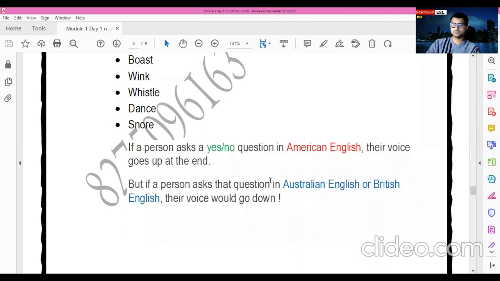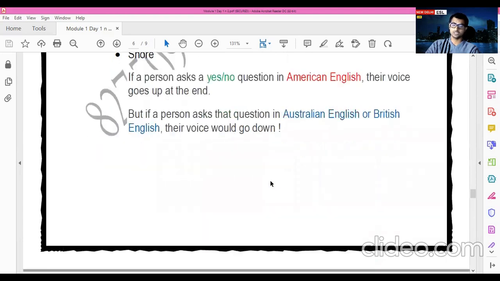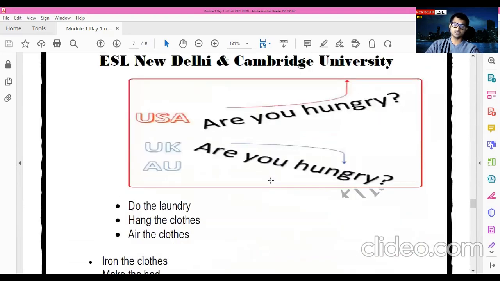Now, a few tricks that you should know. If a person asks a yes or no question in American English versus British English, what happens? In the US, your intonation will go high: are you hungry? And if you talk about UK and Australian English, your intonation, your pitch, will go down: are you hungry? So how do you say it? Are you hungry? Got it.